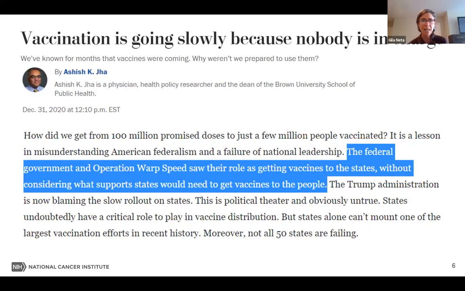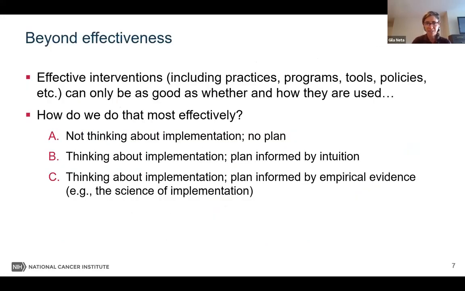On to the next slide, the promise of any effective innovation that our science delivers can only be fully realized through its use by a range of stakeholders. So how do we do that most effectively? Is it A, not thinking about implementation, not having a plan? Is it B, thinking about implementation and having a plan that's informed by intuition? Or is it C, thinking about implementation and having a plan that's informed by empirical evidence, which is what the field of implementation science seeks to generate?